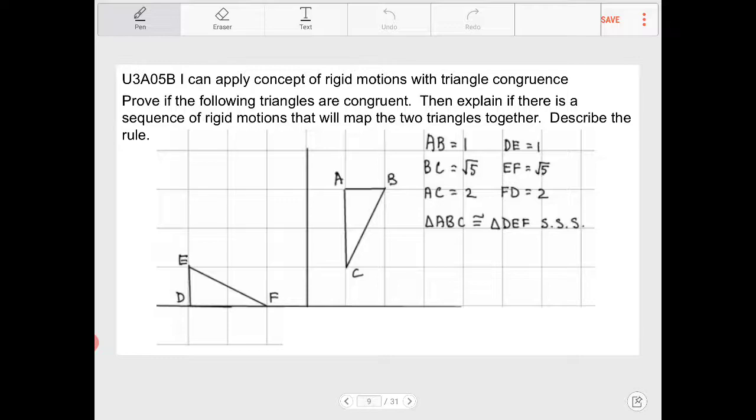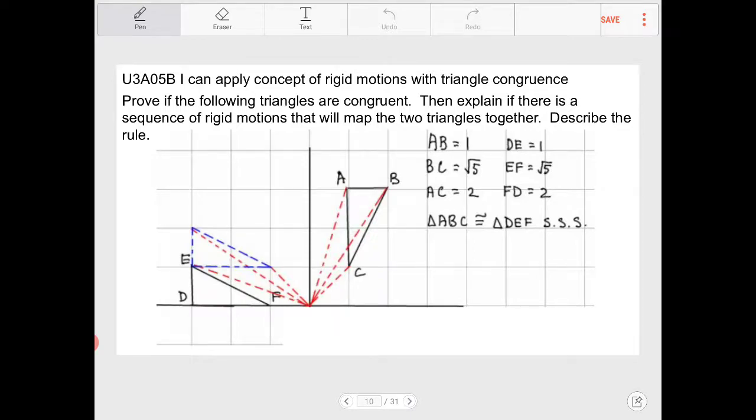The second thing that we have to do is describe a sequence of rigid motions. Upon inspection, I notice that ABC doesn't look like it's quite a reflection of DEF. It doesn't look like it's going to be a translation either. If you're a visual thinker, this will come naturally to you, but if you're not, it's okay. It does take a little bit of training to be able to see this. Triangle ABC will need to be rotated. It looks like it's going to be a rotation of 90 degrees first.